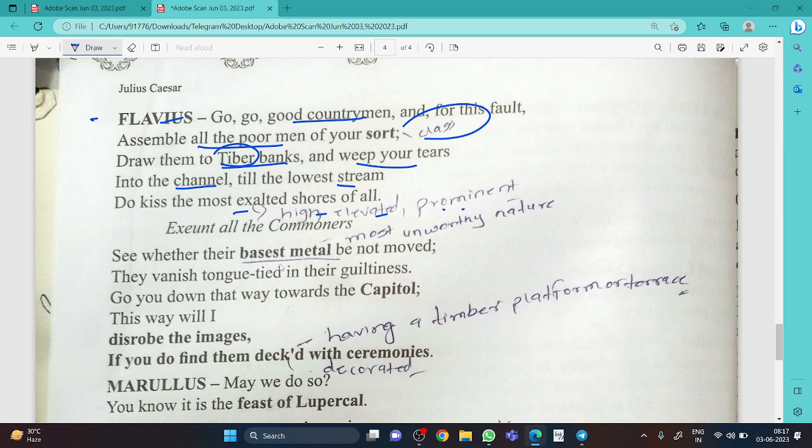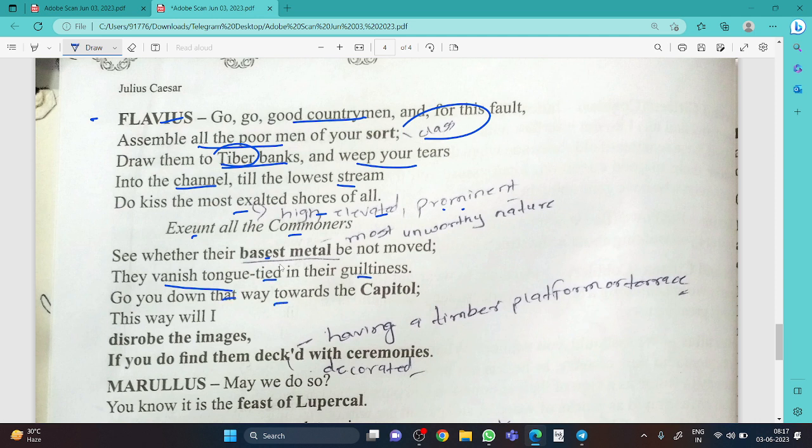Flavius, Marullus and other powerful people let all the commoners go, means they left all the common people. "See whether their basest metal be not moved." While going, they were saying that it is clear that the basest of them, the bad-natured people, have been moved by our words. Maybe the worst people of Rome will also be moved by our words. But let's see what happens. "They vanish, tongue-tied in their guiltiness."